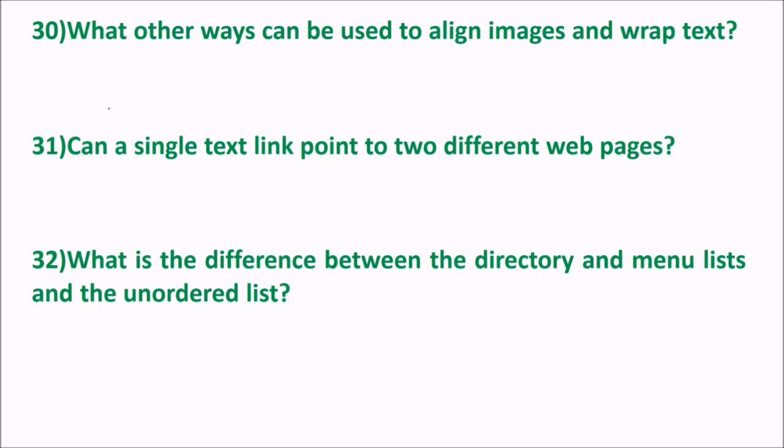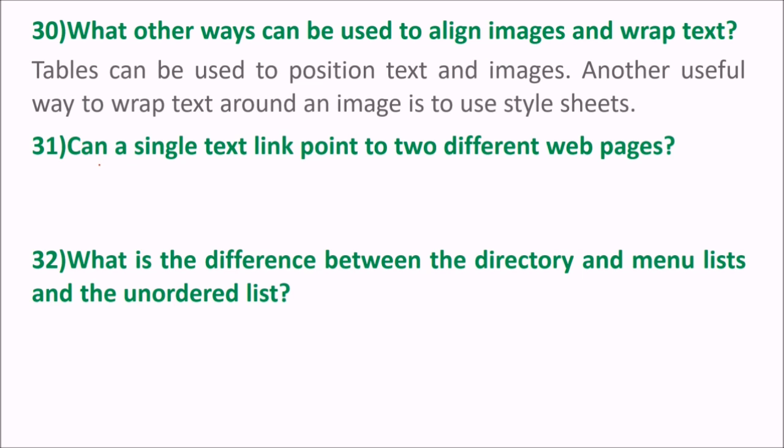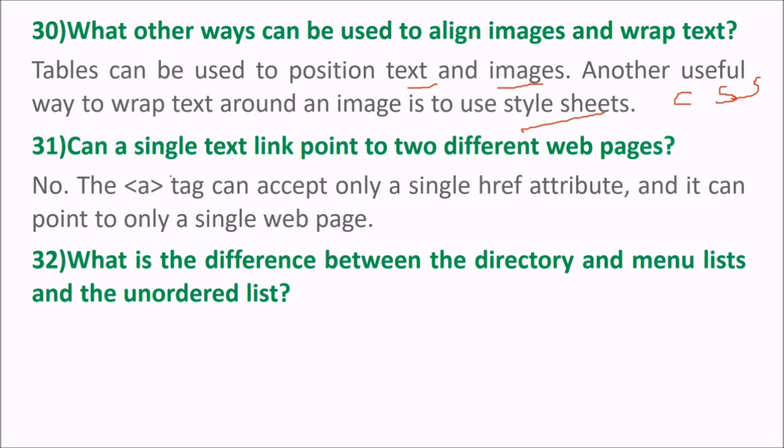What other ways can be used to align images and wrap text? Tables can be used to position text and images. Another useful way to wrap text around an image is to use CSS, cascading style sheets. Can a single text link point to two different web pages? No. An A tag can accept only one single href attribute, and it can point only to one single web page.